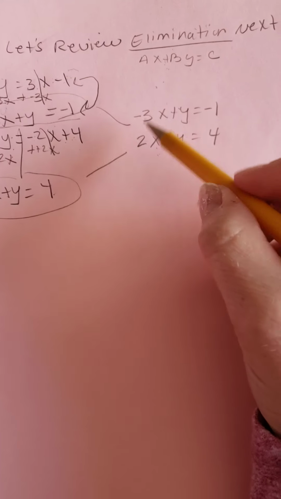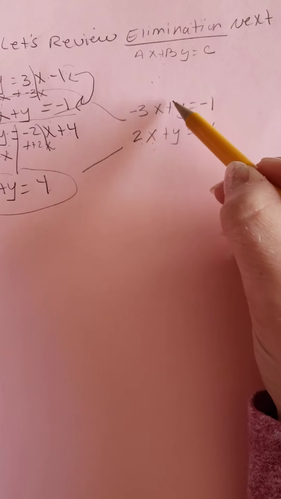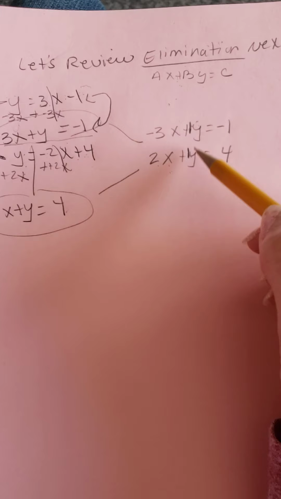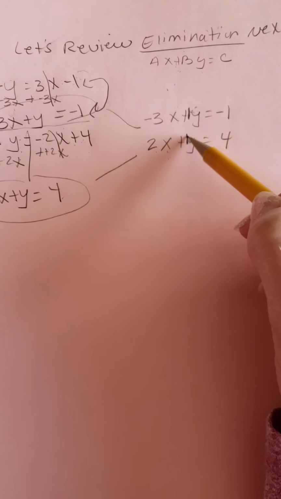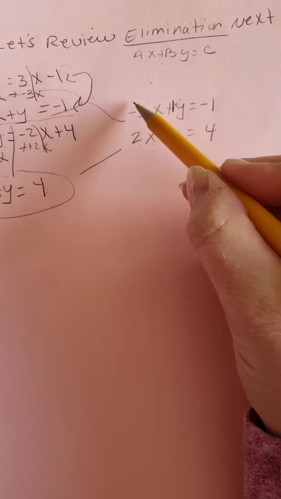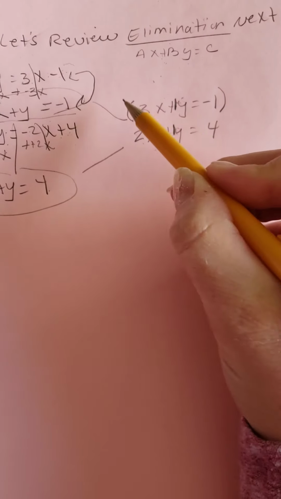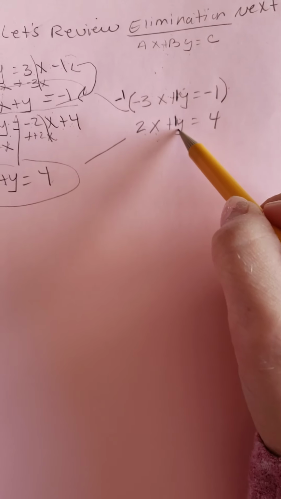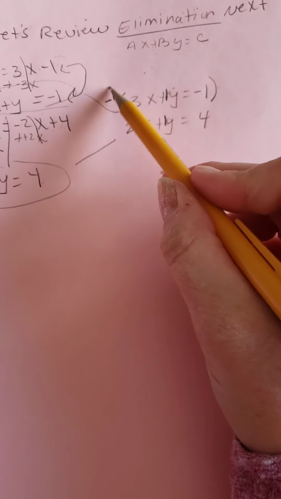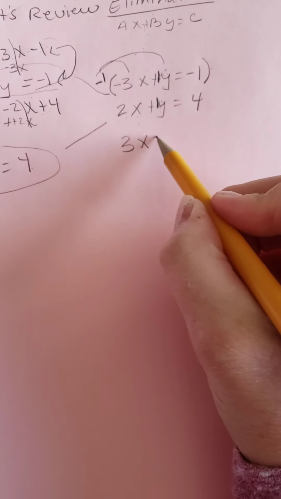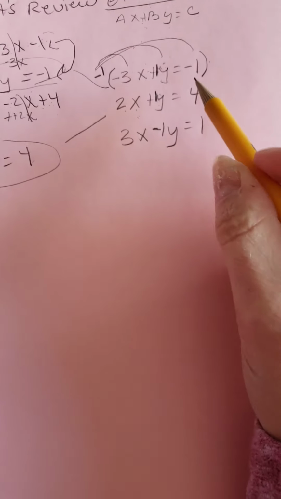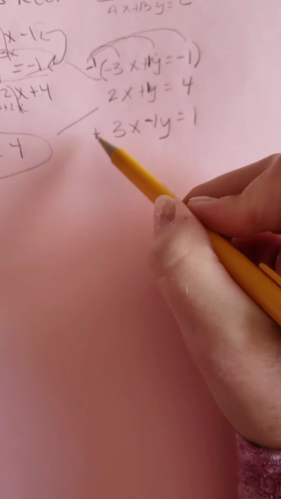Now, we need opposites. As you see, the x's are not opposites and the y's, we know these are 1's, are not opposites. But 1 and 1 is almost opposite, right? If we could just make one of them negative, then we would have opposites. So I'm just going to multiply this whole first equation by a negative 1, which will change all the signs, which will make this negative 1, and then we'll have opposites. It'll be perfect. So negative 1 times negative 3 is positive 3x. And negative 1 times positive 1y is negative 1y. And negative 1 times negative 1 is positive 1. So now I have opposites, and I can go ahead and add.